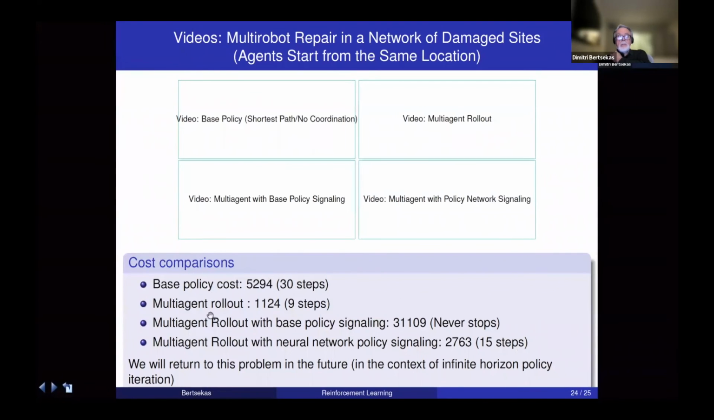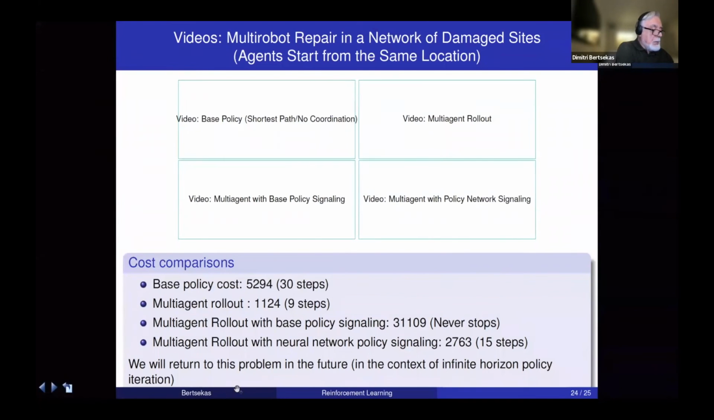Now, I'm going to discuss rollout here, but I will return to this problem in the future in the context of policy iteration, infinite horizon policy iteration, a multi-agent type of policy iteration.